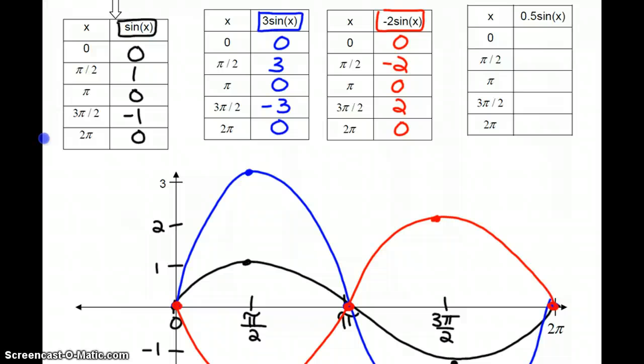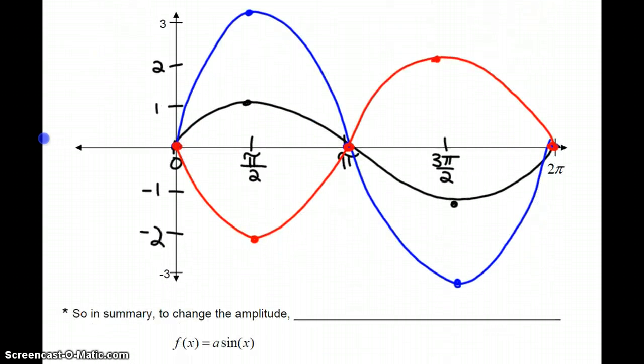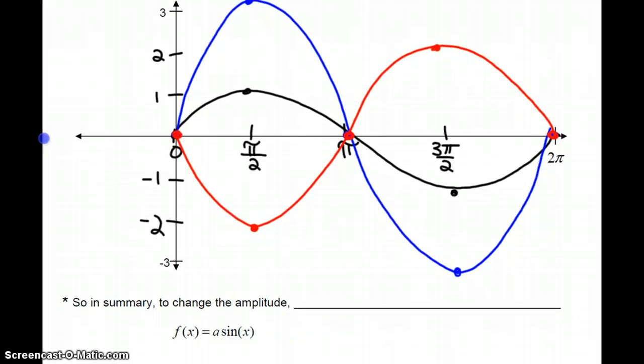I'm going to graph this one in green. Take all your y values, multiply them by 0.5, so now I have 0, 0.5, 0, negative 0.5, and 0. Go ahead and graph this function. We're not going nearly as high as the other graphs have. I'm still starting at 0, 0.